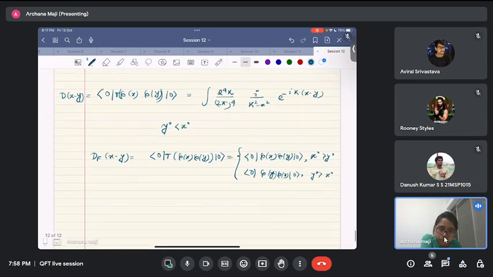It will give you the time ordered product depending on whether x0 is greater than y0. So the later time will be to the left. So x0 greater than y0 means x0 is the later time, and that will be to the left. And if y0 is greater than x0, then it will be this. This is the Feynman propagator.